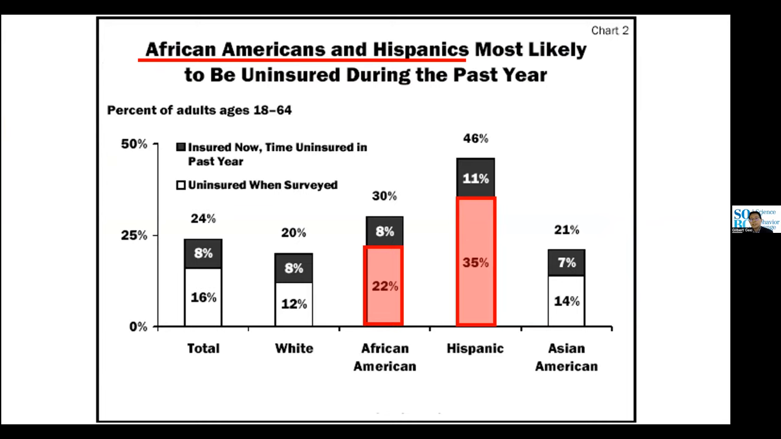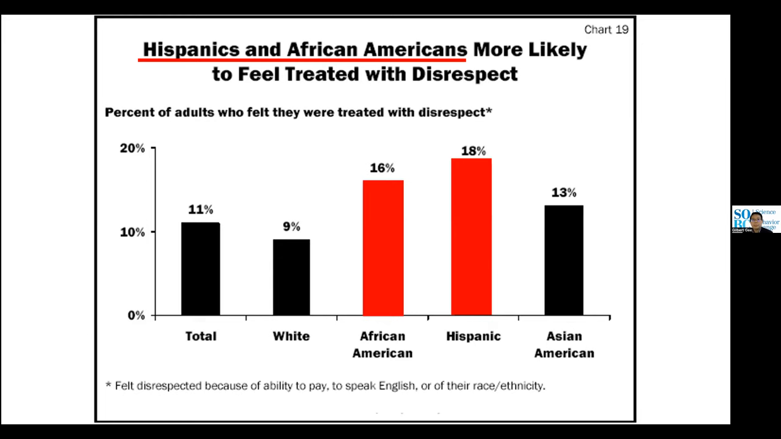Here's another way it manifests. What I want to draw your attention to is the concordance between the title and the data presented on the bar charts. In this case, the title says African-Americans and Hispanics are most likely to be uninsured. And when you look at the bar charts, indeed, African-Americans and Hispanics have the highest rates of uninsurance. Here's another one: Hispanics and African-Americans are most likely to feel treated with disrespect. And again, the groups that have the highest rates of feeling disrespected are African-Americans and Hispanics.